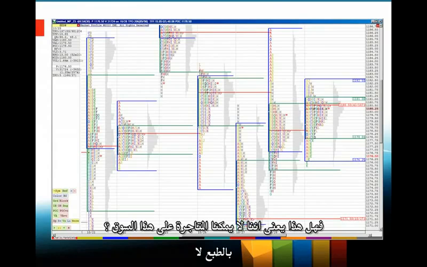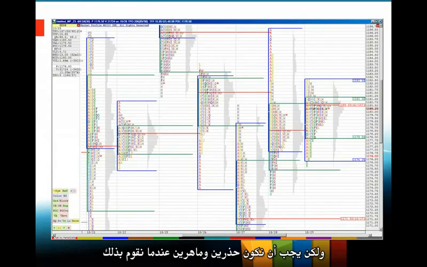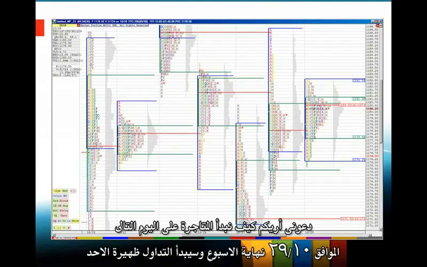Does that mean we can't trade the market? No, of course not. But we have to be very careful and very astute when we do that. And let me show you how we begin to trade the day that is going to come after 10/29. That was the end of the week, so the next day is when the market will open on Sunday afternoon.